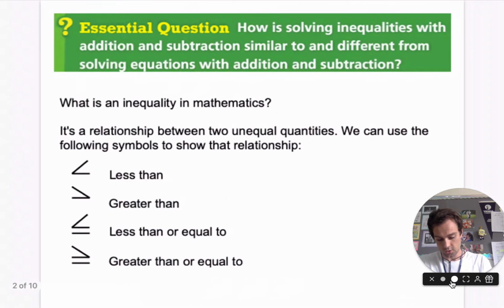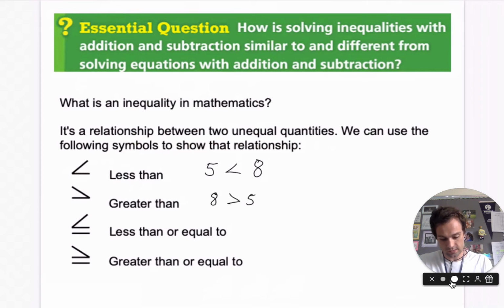So an inequality is the relationship between two unequal quantities. We can use the following symbols to show the relationship. So this symbol here, we read it out as less than. So think of that as quotations. It is less than. So a statement that would be true for this would be 5 is less than 8. This is true. This statement here we read as greater than. 8 is greater than 5.